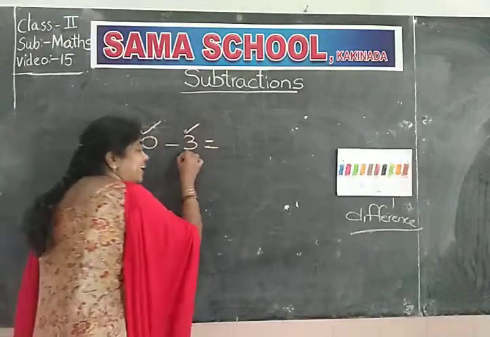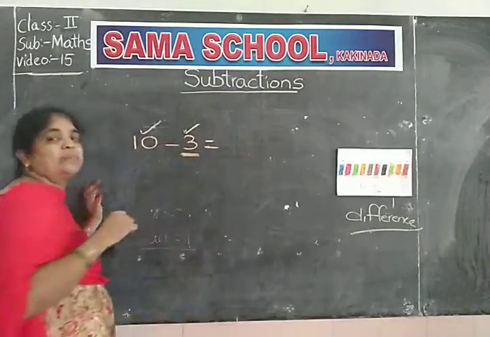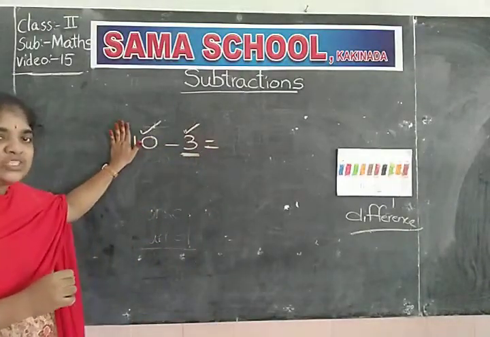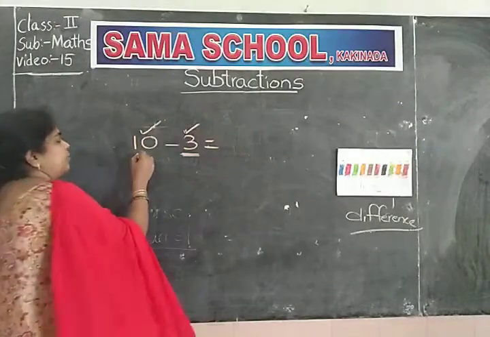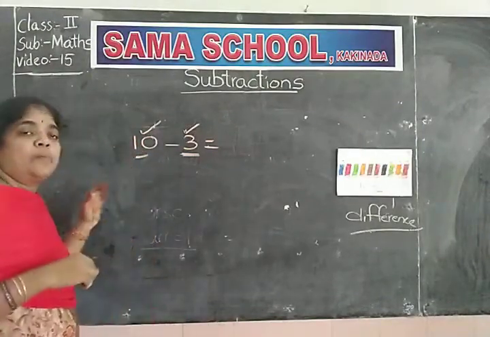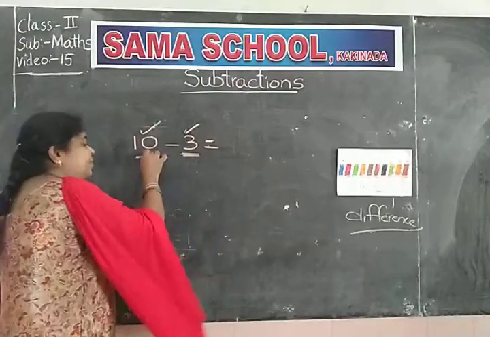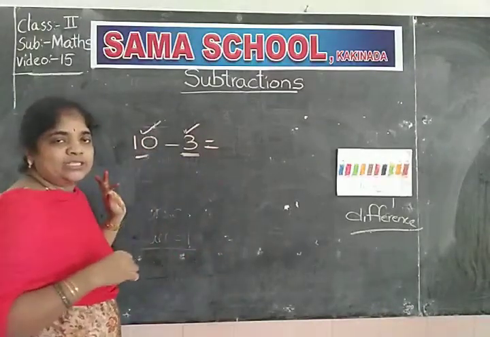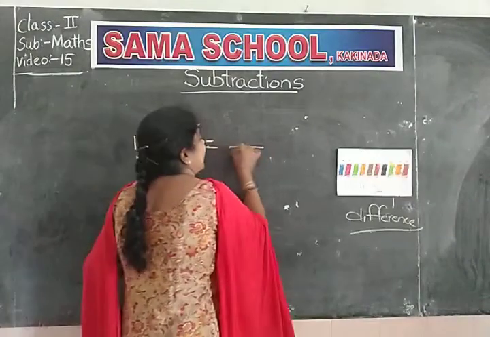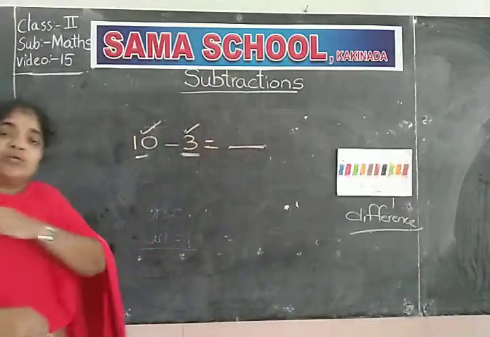Okay, we have taken away 3 color pencils from the total quantity. Do you understand, children? Now we have to find how many color pencils are left in your box. That difference we have to find. Okay, children, now we will find the answer using the fingers.